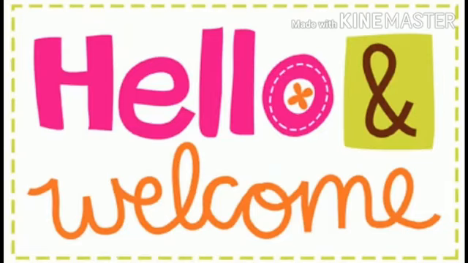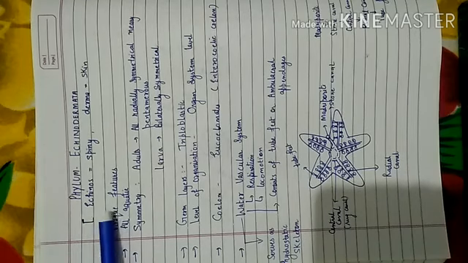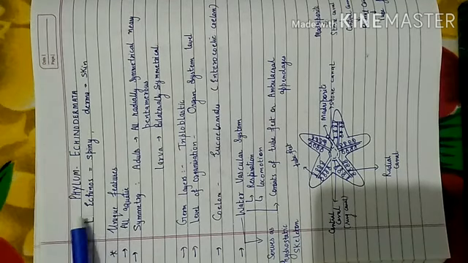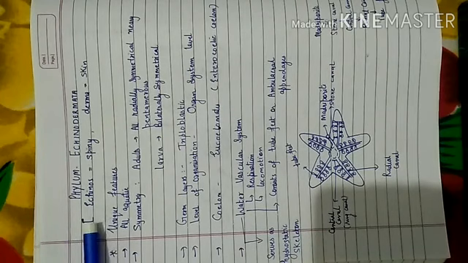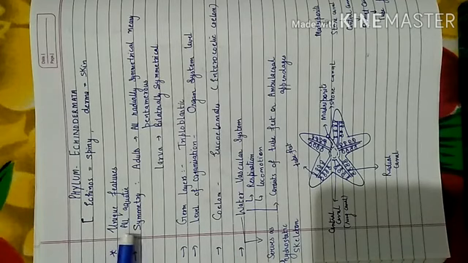So students, in this video we are going to study another phylum, that is Echinodermata. The term echinos means spiny and derma means skin. So the animals under this phylum will have spiny skin. Let us first of all see what are the unique features.